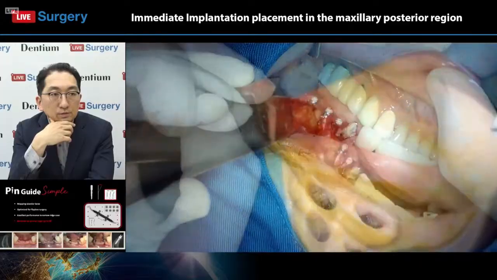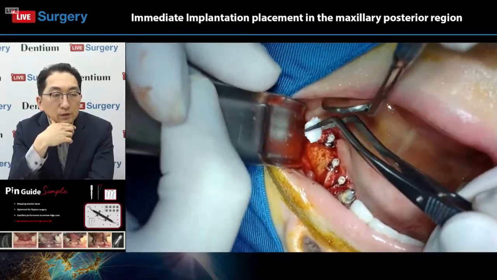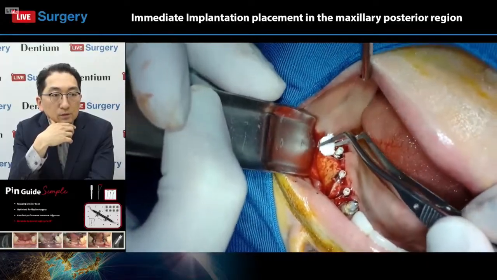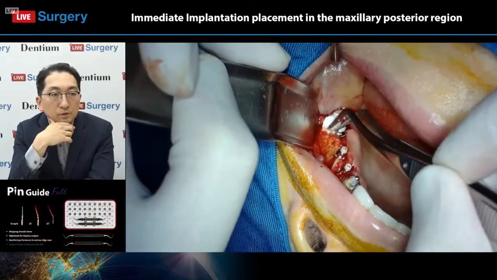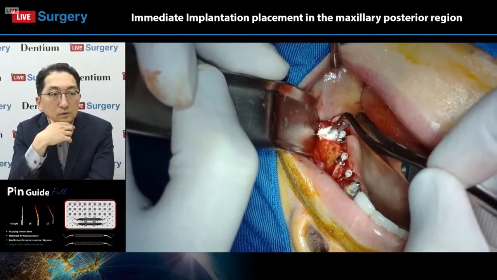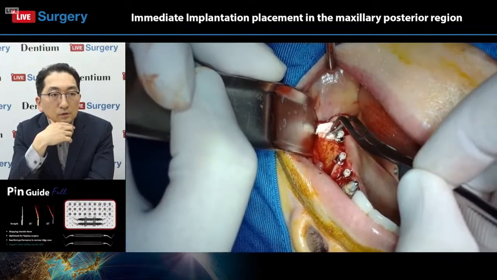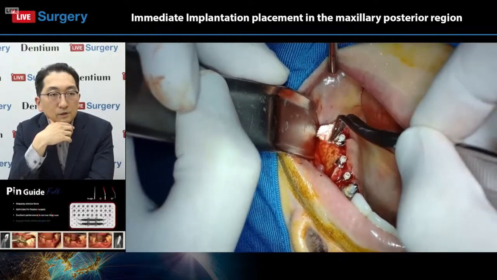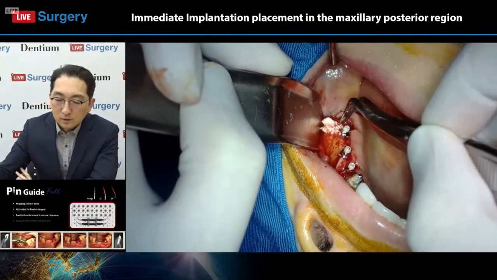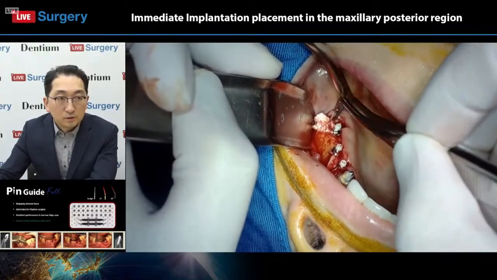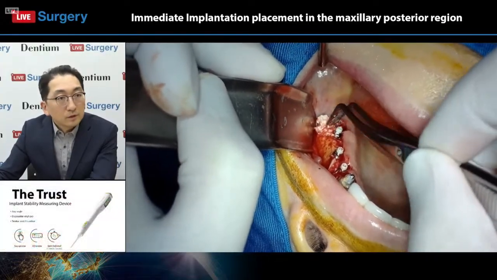And at the 27 site, because it is immediate implant placement, there's no sufficient fixation, so I planned to submerge the 27 implant.